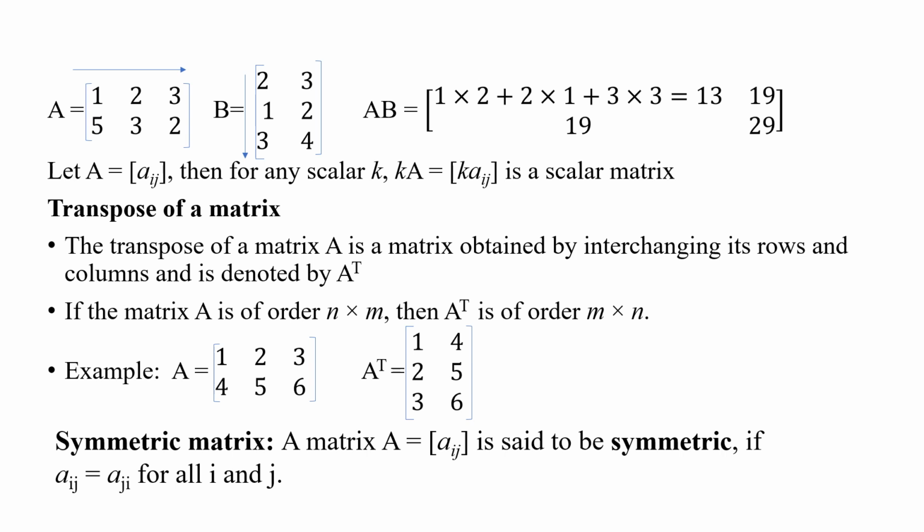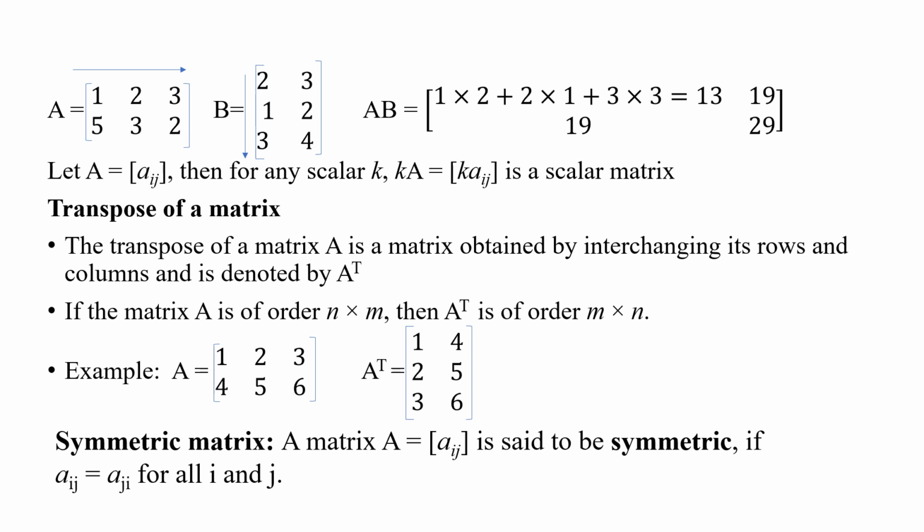Next is the transpose of a matrix. The transpose of a matrix is obtained by interchanging its rows and columns. We denote the transpose of any matrix A by A transpose. So if A is any matrix of order n by m, then correspondingly A transpose is a matrix of order m by n.